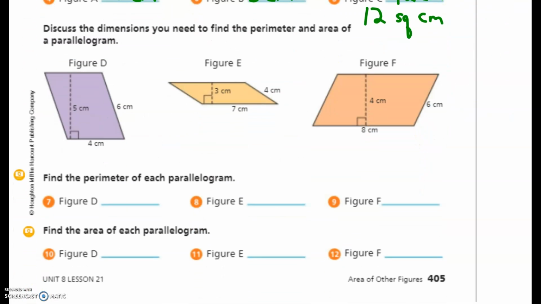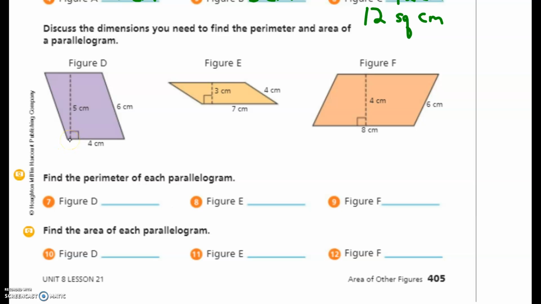All right, here's something we haven't seen for a while. Parallelograms. Remember, a parallelogram has opposite sides parallel, and the opposite sides are the same. Okay, so first things first, we're going to do the perimeter of these parallelograms first, and then we're going to do the area. So I'll do this first one with you.